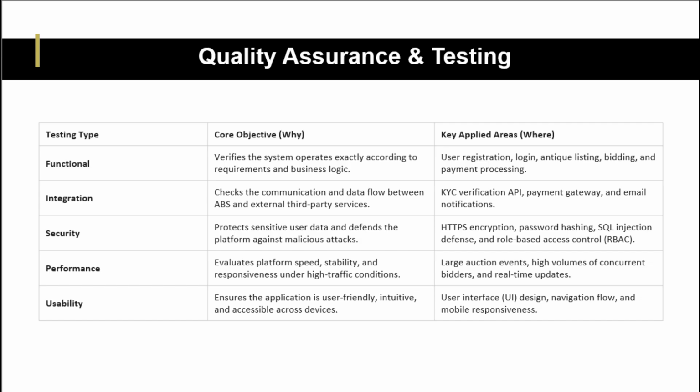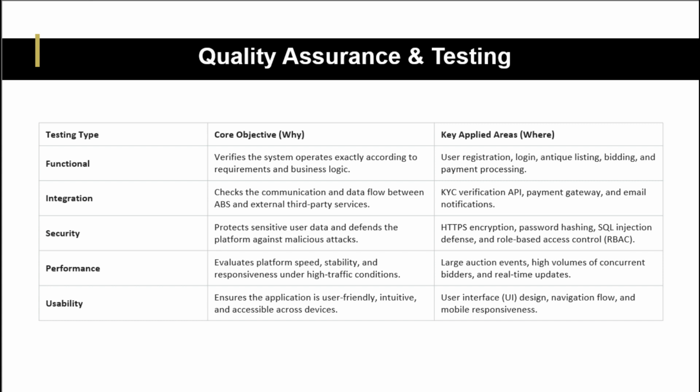The next one is quality assurance and testing. We have five types of testing. The first one is functional. We test that the system operates exactly according to the business logic. The second one is integration. So we check the communication and data flow between the ABS and third-party services.